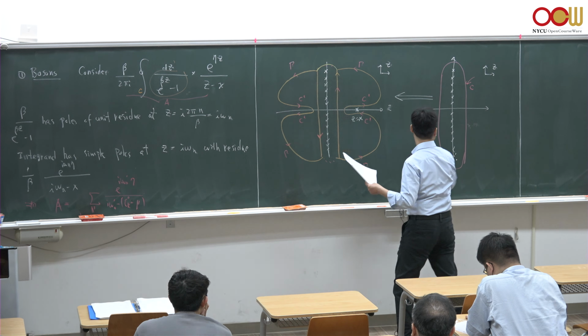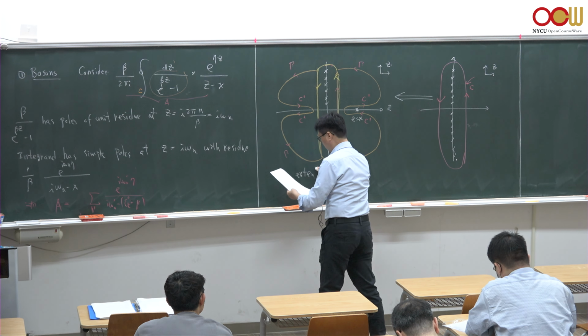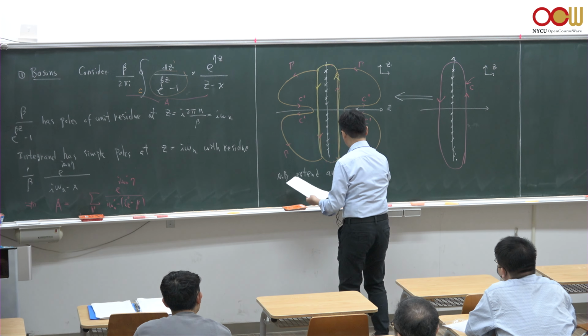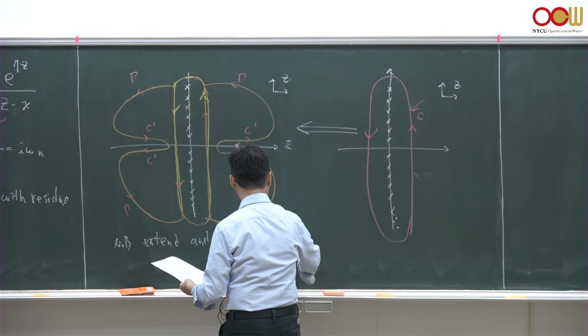So we will see in just a moment that all these integrations outside of this red circle don't contribute to this integral except this pole right at z equals x. So the argument is this: we could extend and distort the contour from this red circle, which is this one.